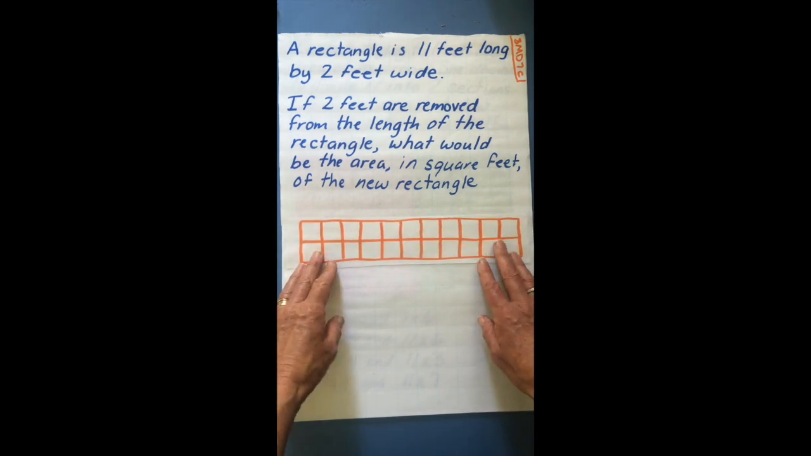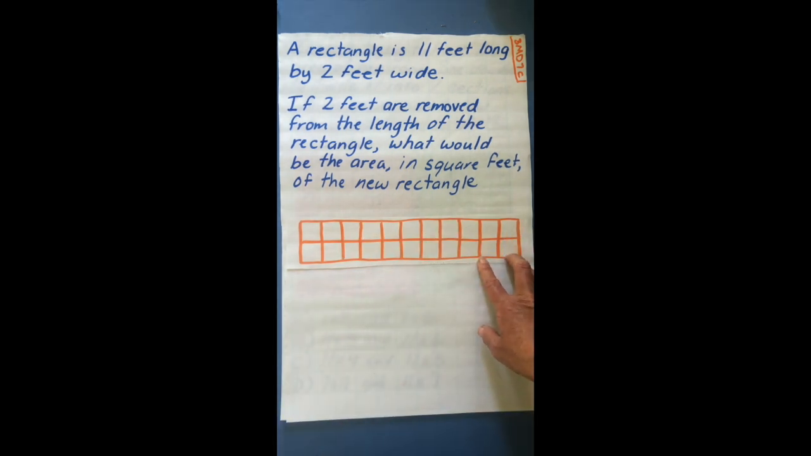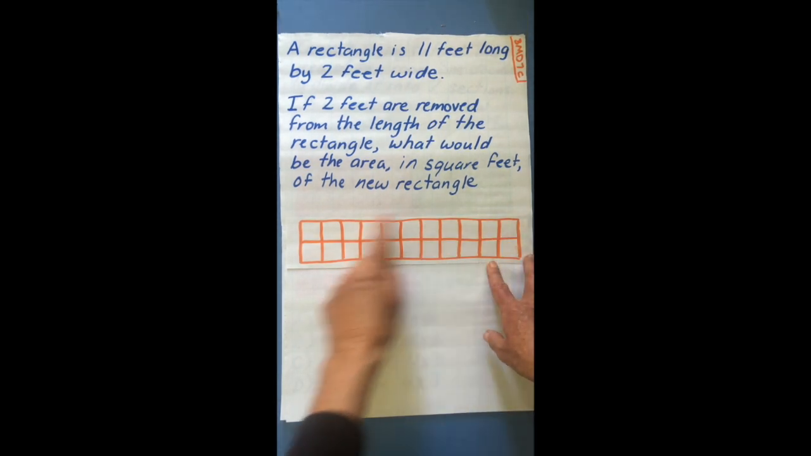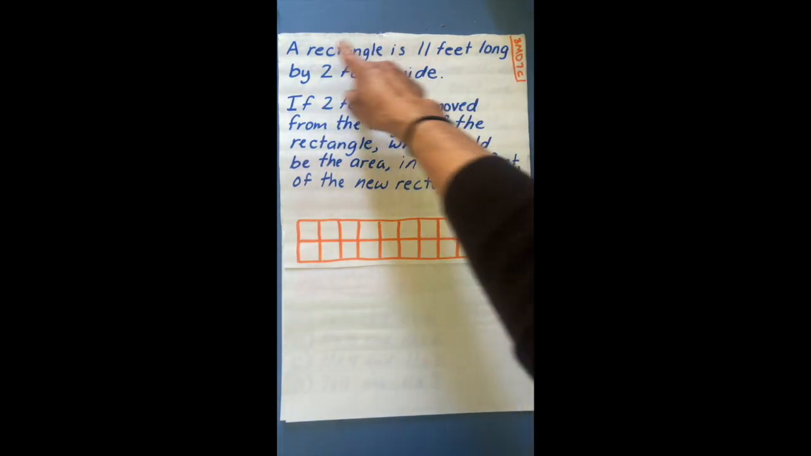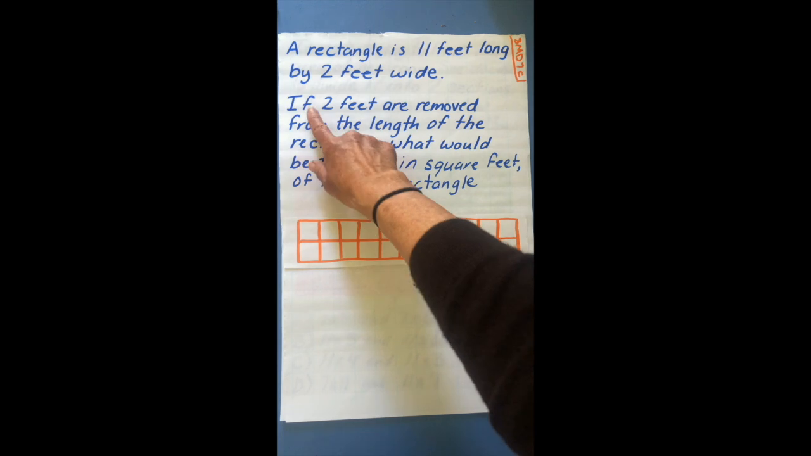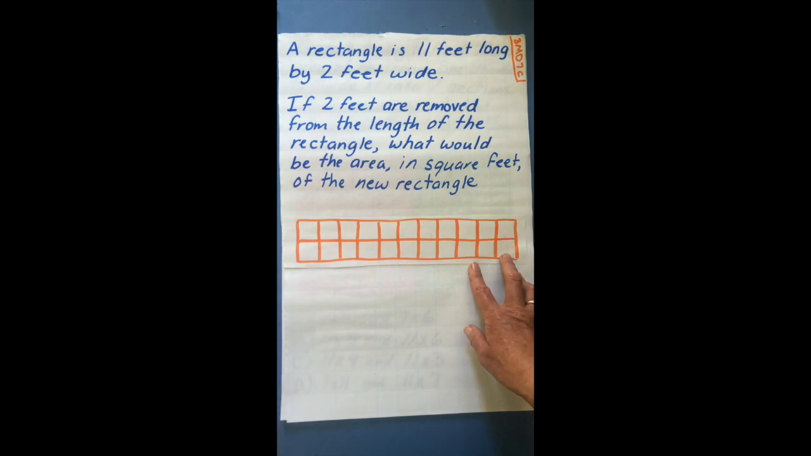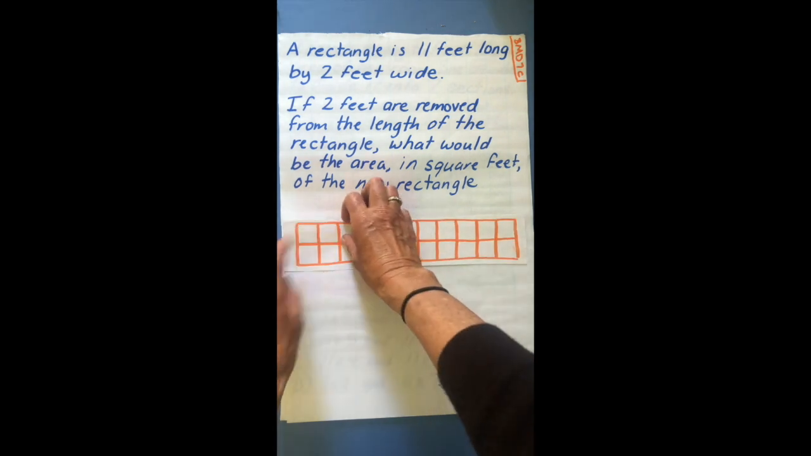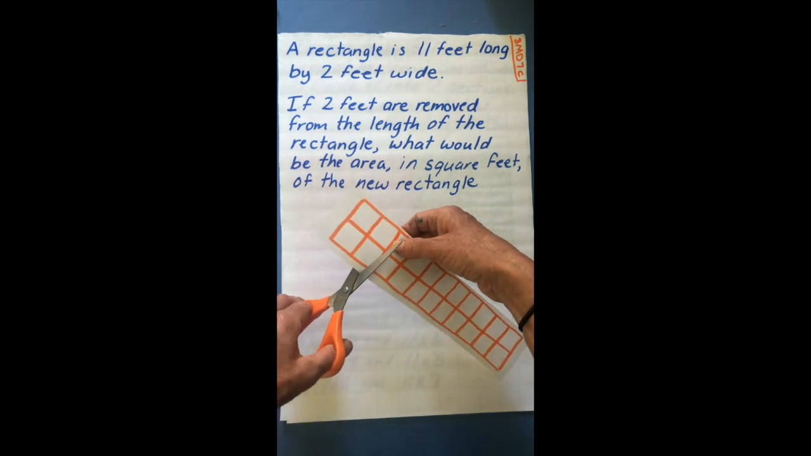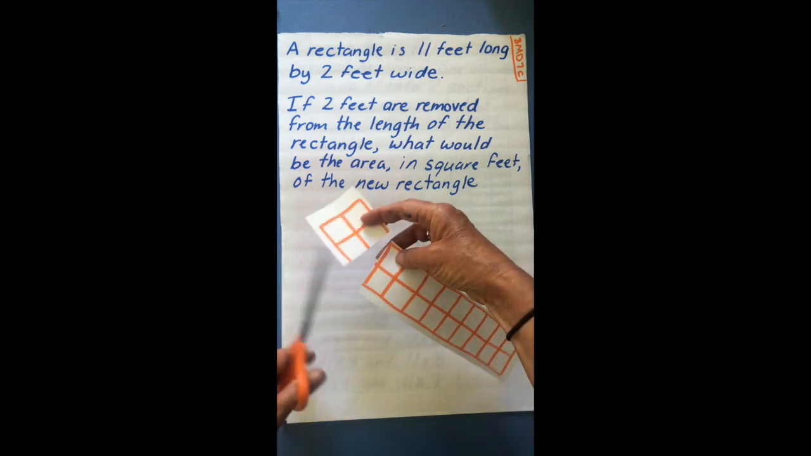So what I did, I drew this picture and I double checked. This is 1, 2, 3, 4, 5, 6, 7, 8, 9, 10, 11 feet long and 2 feet wide. Okay, so I drew basically the first sentence. Then the second sentence says, if 2 feet are removed from the length, so I know the length is always the long side. So remember, this is the length. Okay, so I want to remove 2 from here. If 2 feet are removed from the length of the rectangle, what would be the area?